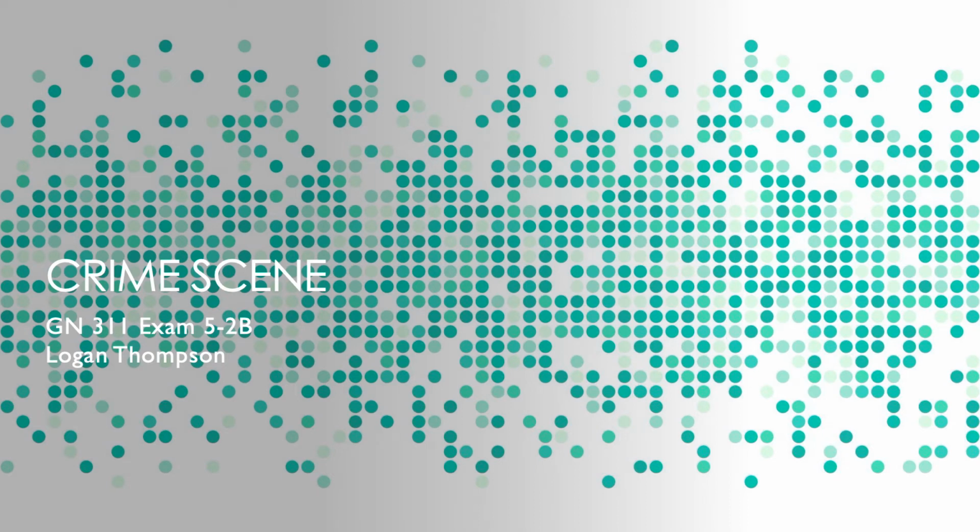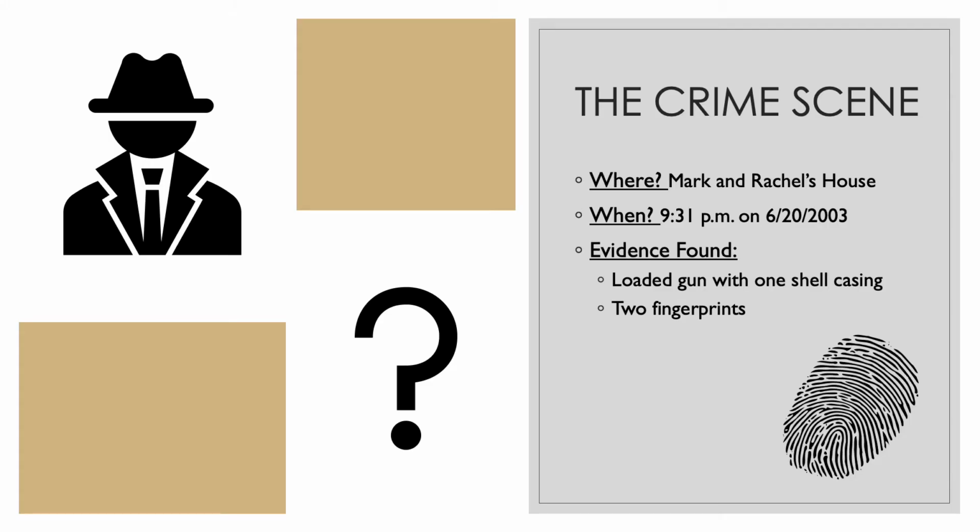This is the case of Who Killed Mark. Mark, the victim, was found dead in his kitchen with no one to be found. However, that does not mean that there are not any suspects. At the crime scene, there was a loaded gun found with one shell casing and 2 fingerprints, which will be looked at through VNTR, variable number of tandem repeats, to determine who in fact is the murderer.